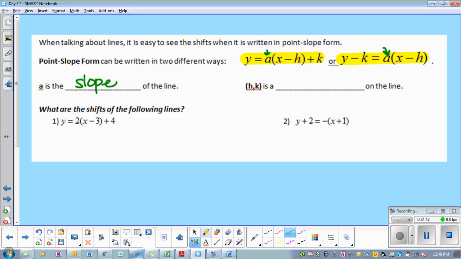And HK, these guys, right? That is a point on the line. HK, it goes with your X. Well, the point would be what? X comma y. Okay. So just remember that the X and the H go together and the Y and the K go together.